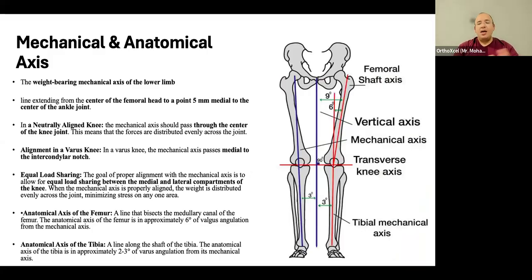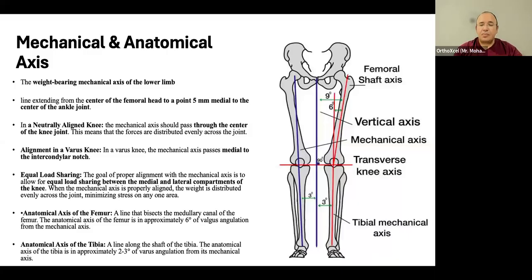Sorry. So as we all know, the mechanical axis comes from the center of the hip to the center of the ankle, and normally it should go through the center of the knee. The anatomical axis is the mid-axial line in the femur and in the tibia. More or less, the anatomical and mechanical axes in the tibia are the same. In the femur, the anatomical axis is about 7 to 9 degrees lateral, or valgus, to the mechanical axis, and this is where the Q angle, or quadriceps angle, comes from.